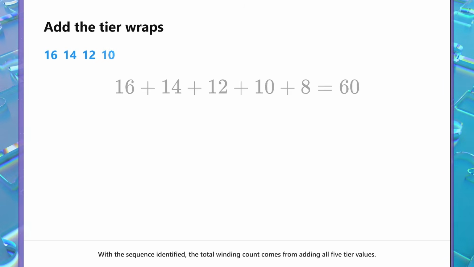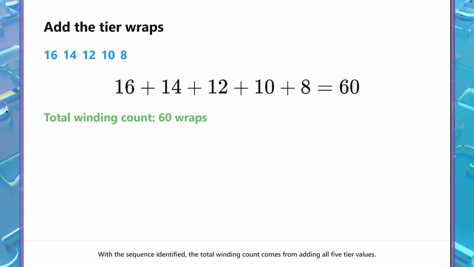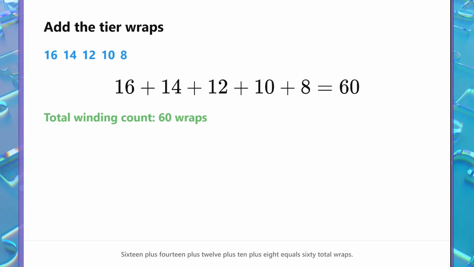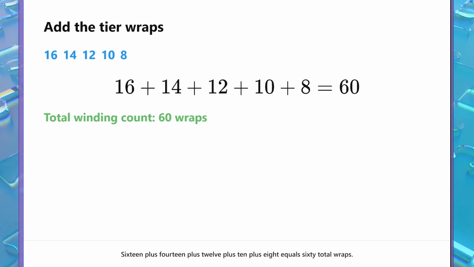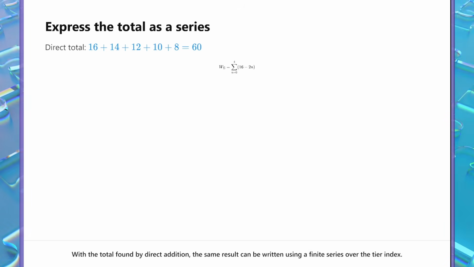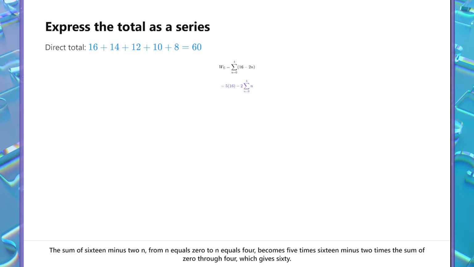With the sequence identified, the total winding count comes from adding all 5 tier values. 16 plus 14 plus 12 plus 10 plus 8 equals 60 total wraps. With the total found by direct addition, the same result can be written using a finite series over the tier index. The sum of 16 minus 2n, from n equals 0 to n equals 4, becomes 5 times 16 minus 2 times the sum of 0 through 4, which gives 60.